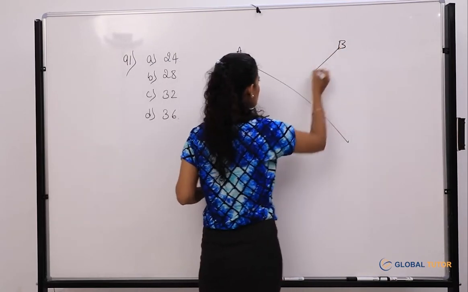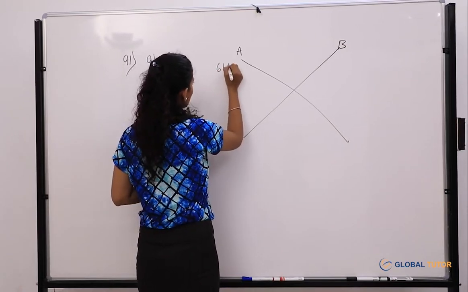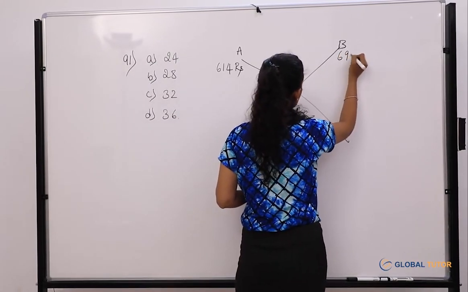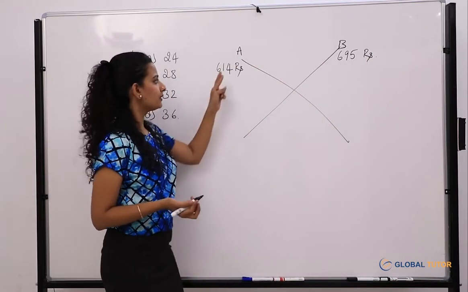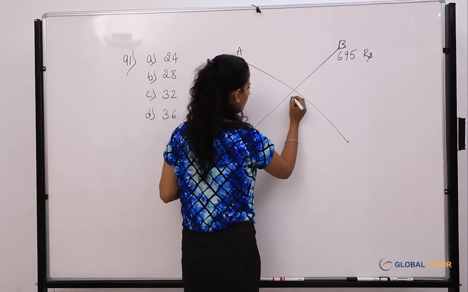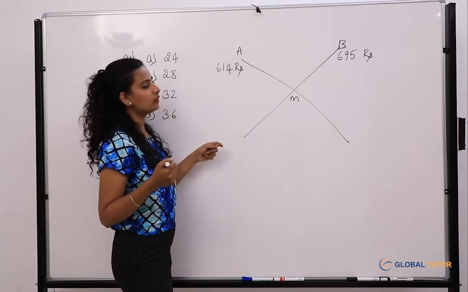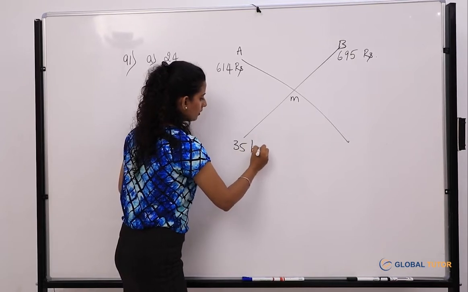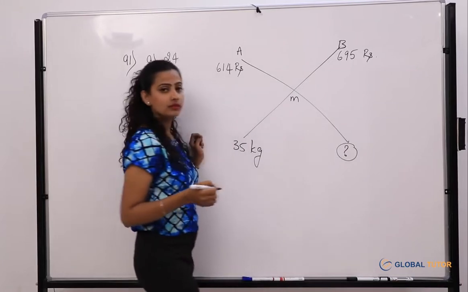So what are the 2 parameters that they have given? So this is 614 rupees and this is 695 rupees. So price is the parameter here. When these 2 substances are mixed, we get M here, right? That's the average. And they've given the quantity of substance A, which is 35 kg. And we don't know the quantity of the type B powder.